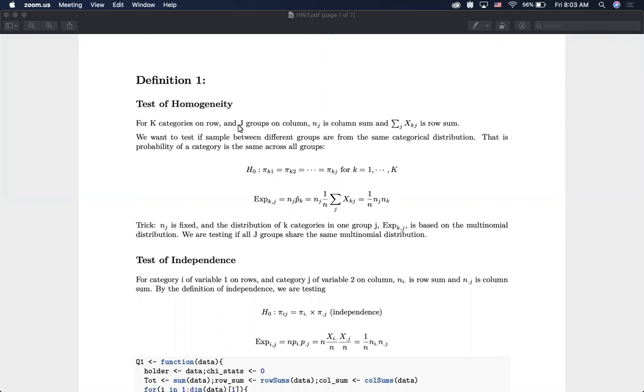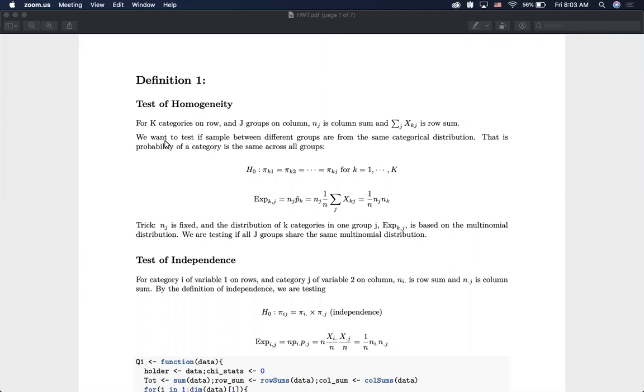For each group, a summation over j of x kj is the row sum. So for each k, we sum over j, and that is the row sum. So n sub j is the column sum, and the sum of x kj over j is the row sum.